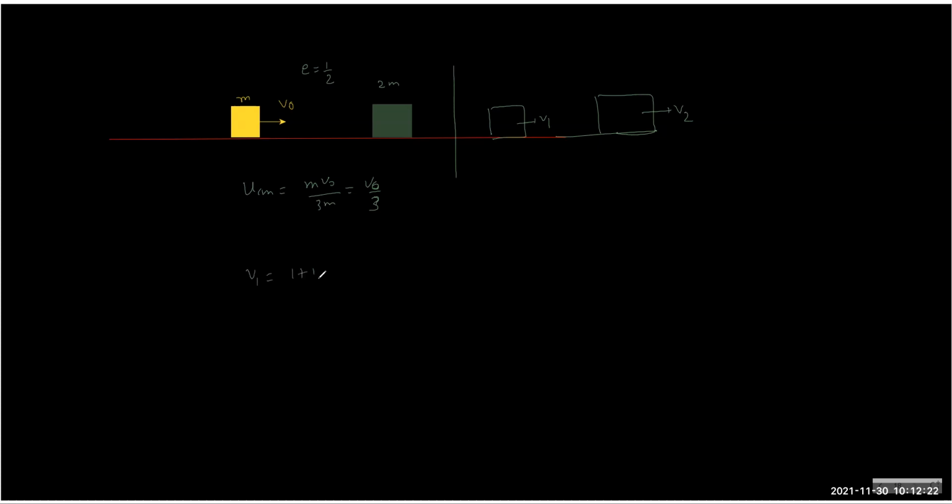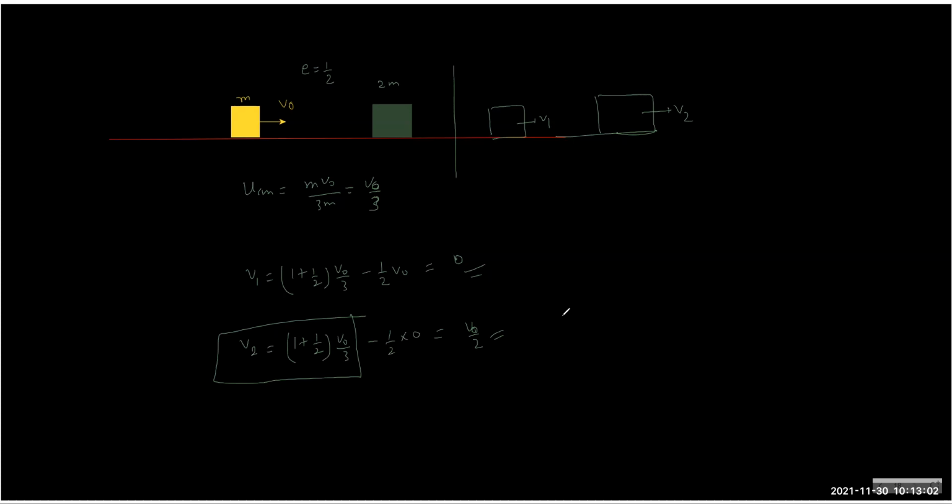And now I got the answer. V1 equals (1 plus e) U_CM minus e times the first particle's velocity. Oh, that's done. And V2 is (1 plus e) U_CM minus e times the velocity of the second particle, which is 0, since it is at rest. So the first part is the answer. I got V1 as v naught by 2, and V2 as v naught by 2 times 3 by 2. So it's very easy. We can get the answers for V1 and V2 almost in no time, and this will simplify the process.